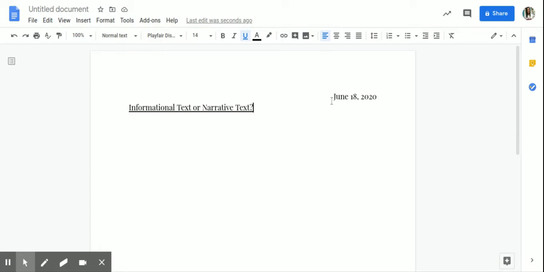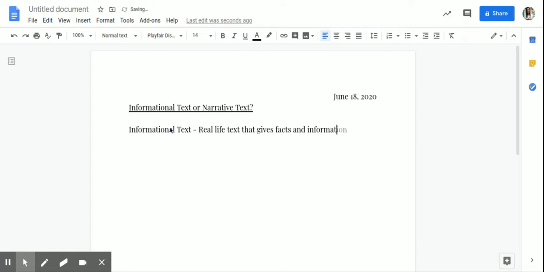Today we're going to be talking about informational text versus narrative text, which are the two different types of text that we've learned about in this module. So we know that informational text is real life text that gives information. Let's start with that. We'll take that note. Informational text is real life text that gives facts and information.